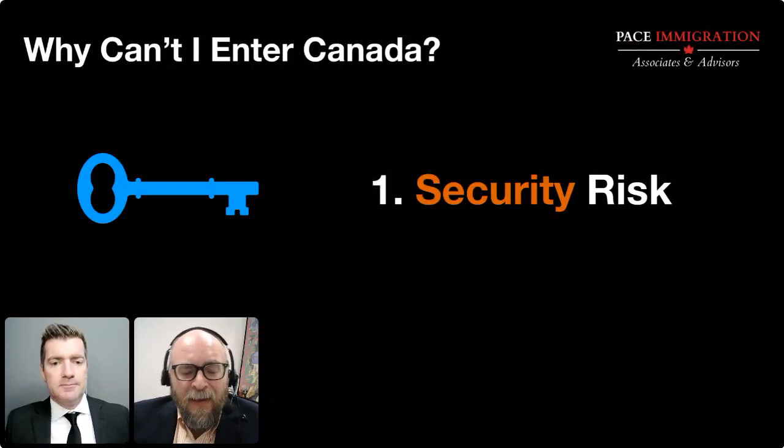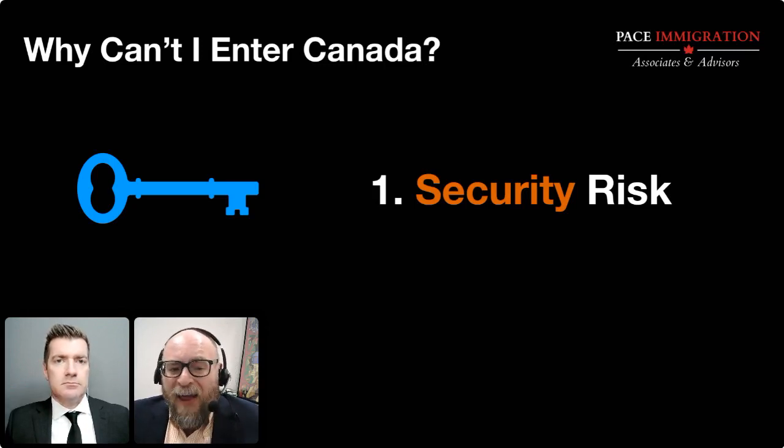Talk about that. So security risk, this is kind of amorphous. If you have been flagged on some sort of security or police database somewhere, maybe you haven't necessarily been convicted of a crime, but maybe you're a person of interest, or for more national security type of issues, you have been involved with organizations that are under suspicion. So a security risk can be broad.